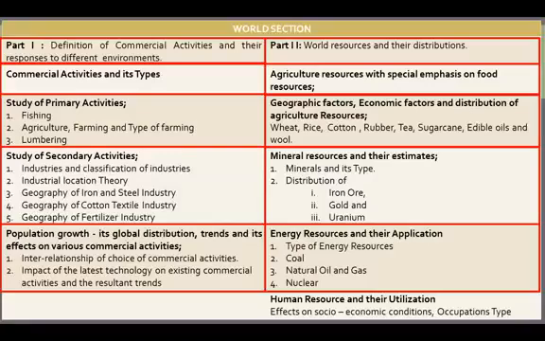Not only this, we're also talking about the hydro resources, that is hydroelectricity or thermal power, thermal energy. We are talking about wind power, wind energy, and so on and so forth. Finally, we have human resources and their utilization, occupation types, and their utilization by humans. So this is the part of our world section.